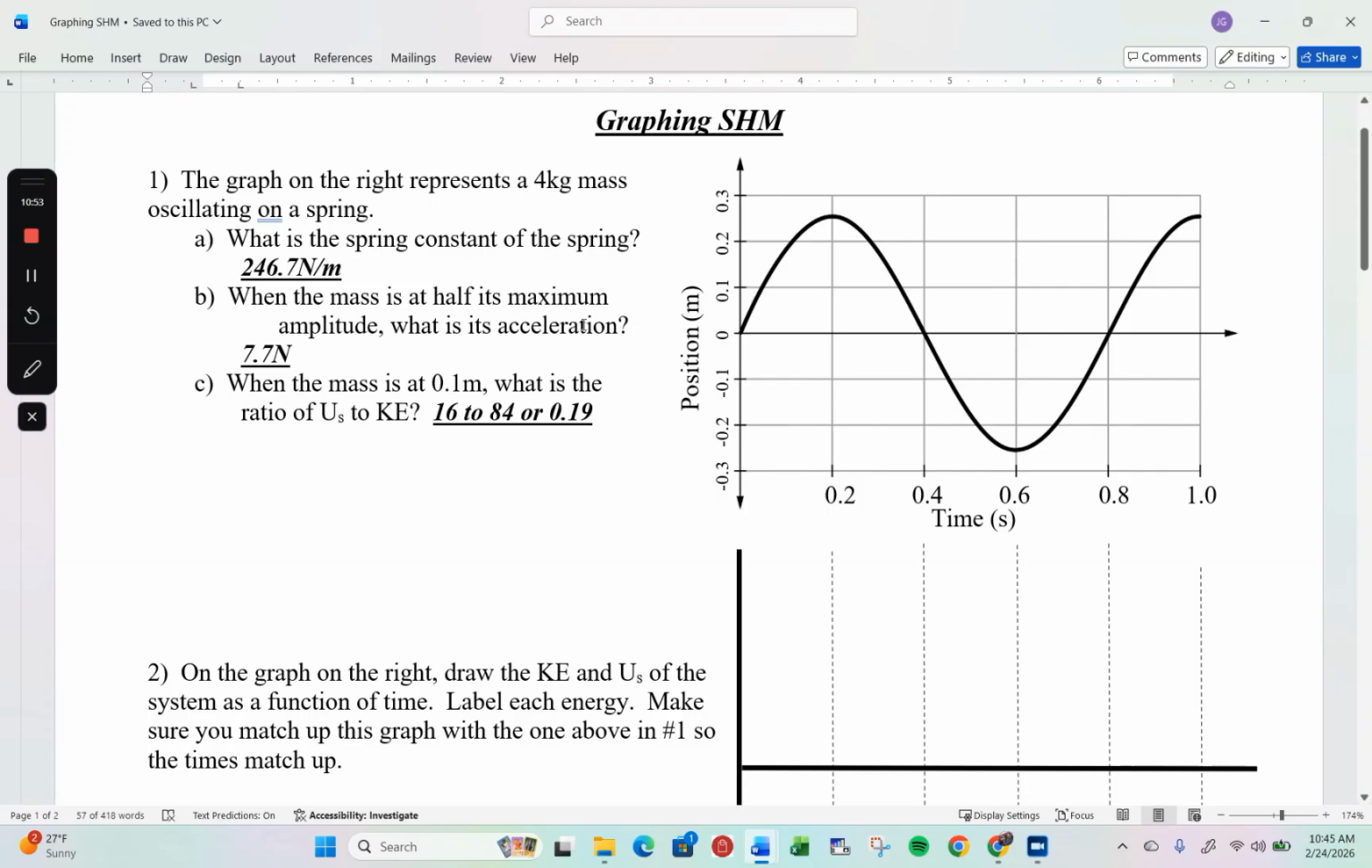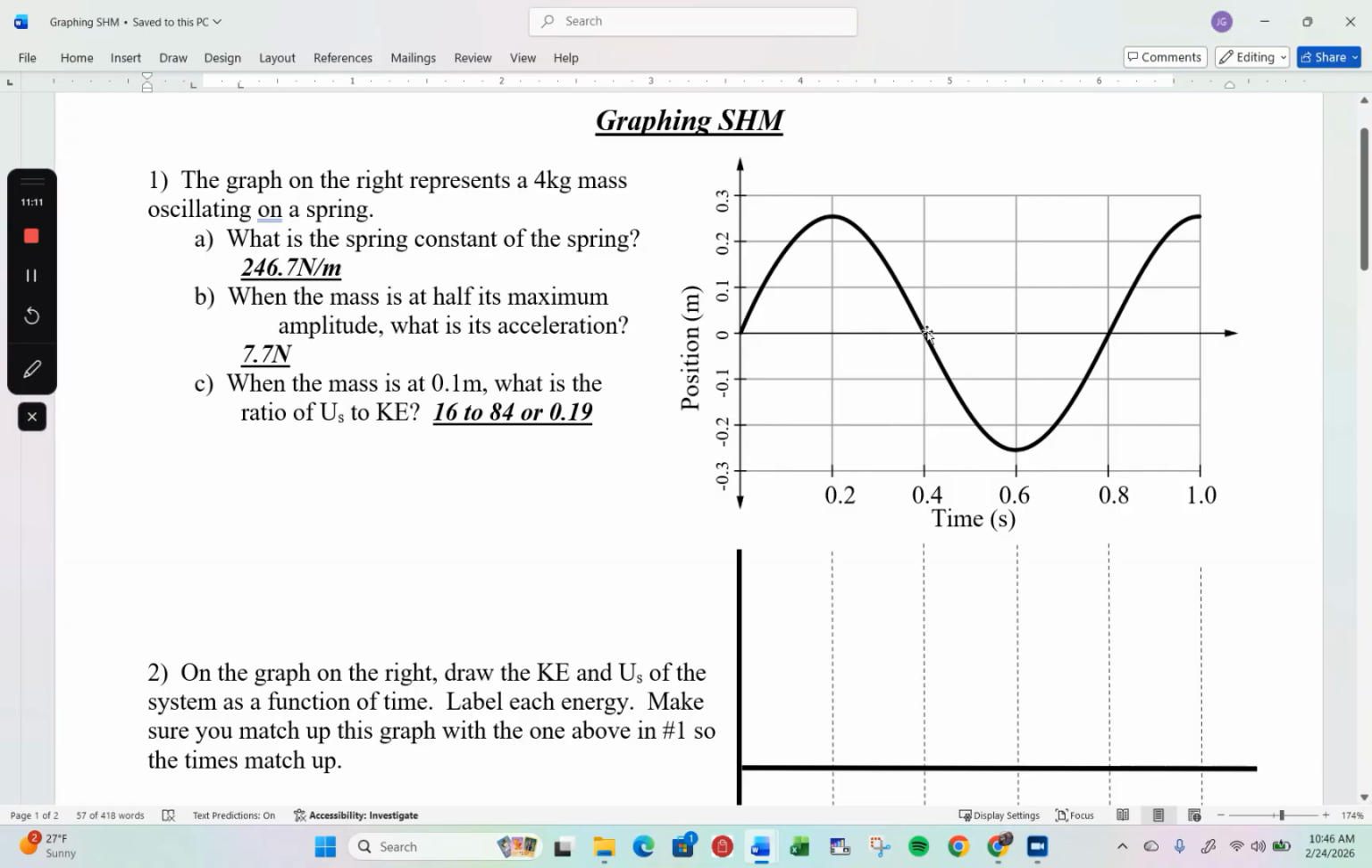With that information, you should be able to answer all these questions, like what is the spring constant? Well, if I know the period and the mass, I can get the spring constant. It says half maximum amplitude. What is the acceleration? Well, half of 0.25 is 0.125. So what is the acceleration when the displacement is 0.125 meters?